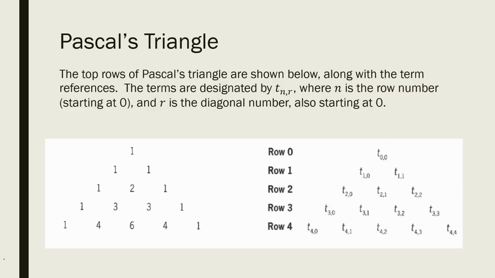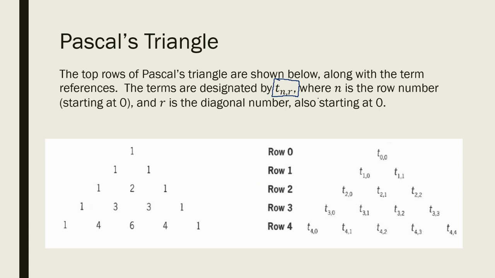What is Pascal's triangle? Well, I've actually just drawn the first 5 rows of Pascal's triangle on the left there. Terms in Pascal's triangle are designated by T, n, r. So T for term, n refers to the row number. You can see we have 5 physical rows of Pascal's triangle here, but we actually index the rows starting with 0. So the first physical row we actually call row 0, and then row 1, etc.